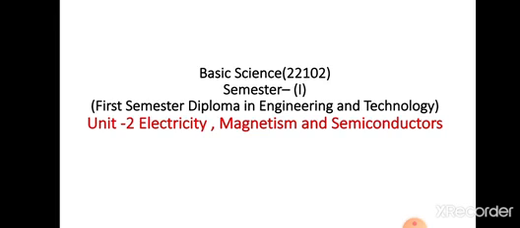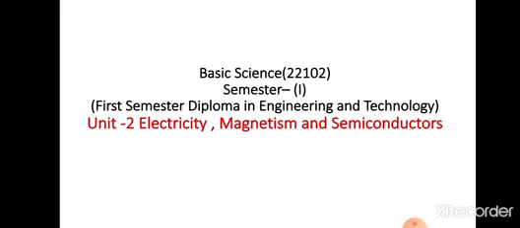So already we have started with the basic science course. In that we are focusing on one part of basic science, that is physics. As you all know, this course is for the first semester, for all the first year students who are doing their diploma in engineering and technology from any branch. So let's start with unit 2, and the name of unit 2 is electricity, magnetism and semiconductors.